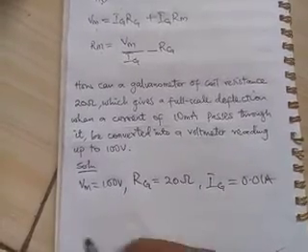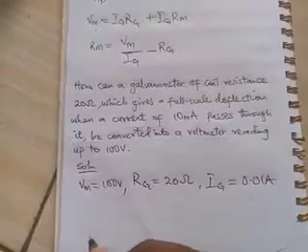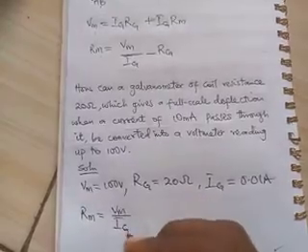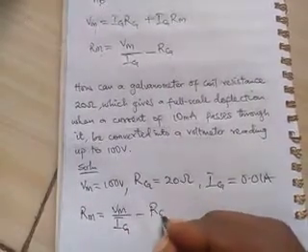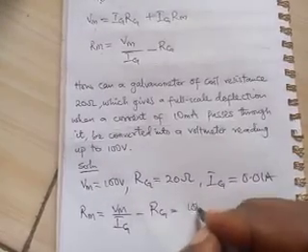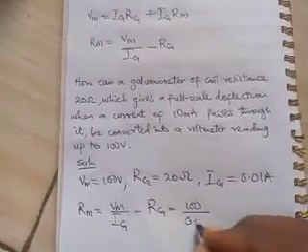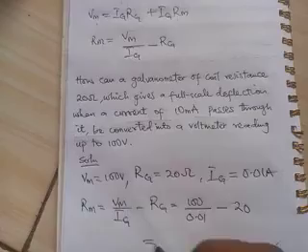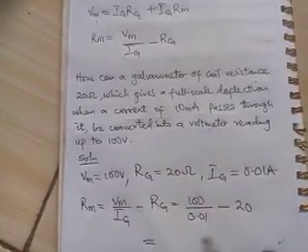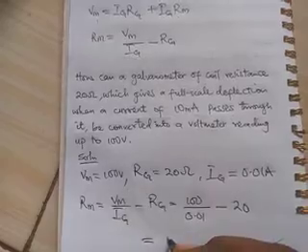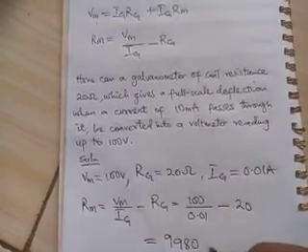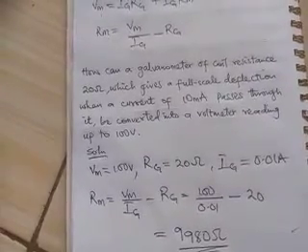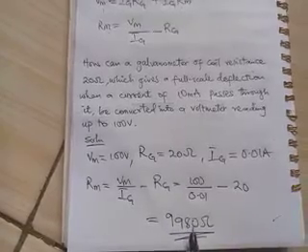Having gotten that, we're going to use the equation that says R_m is equal to V_m over I_g minus R_g. If we plug in these values, we'll have 100 over 0.01 minus 20. If we press the calculator, we're going to get about 9980 ohm. That will be the resistance. So you can see it's a very high resistance.